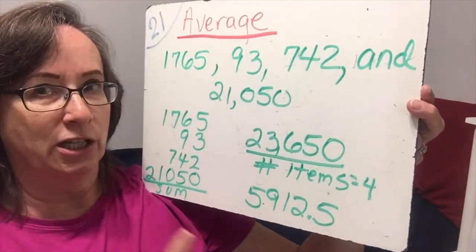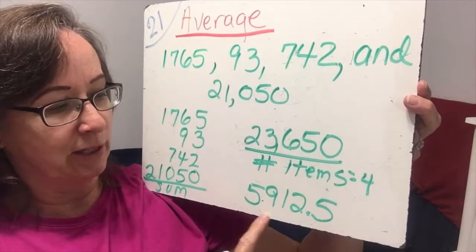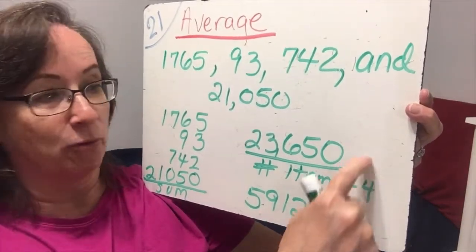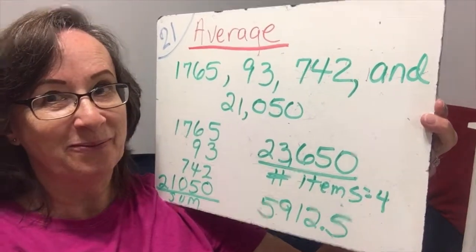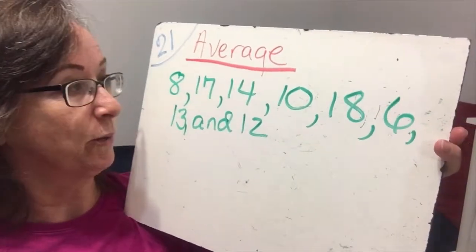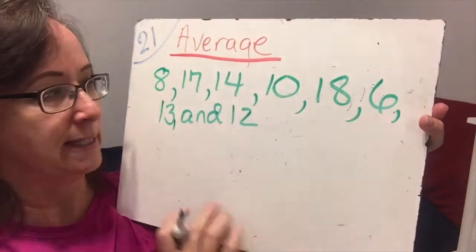So if we wanted to know the sum, we could take that number, multiply it by 4, and we would get back to the sum. That's your first example. Okay, in example 2, we're going to need to add up all of these numbers.